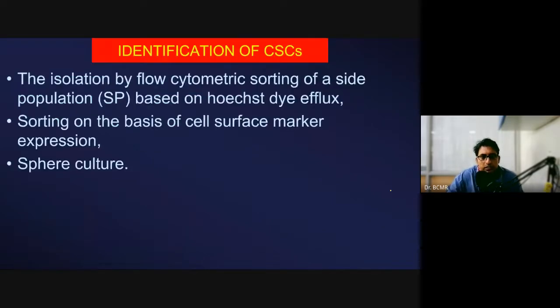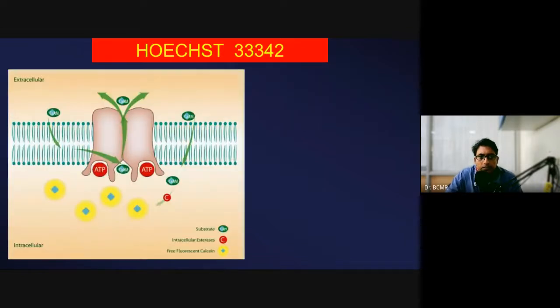So for in vitro assays, there is sphere formation that we have just now reviewed, and then the first identification of cancer stem cells came through cytometry using highest dye efflux, and we discussed the ABCG2 efflux pump, and we are going to have a quick discussion on that as well.